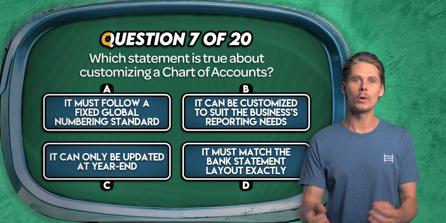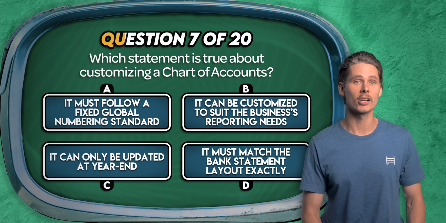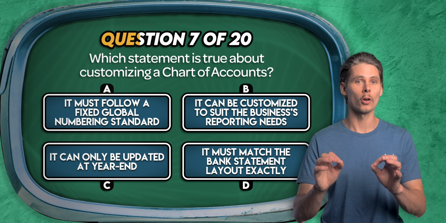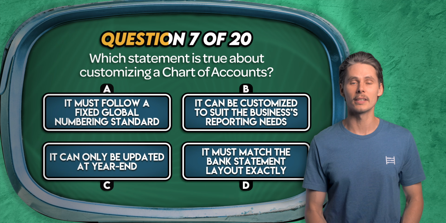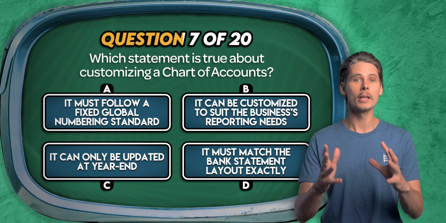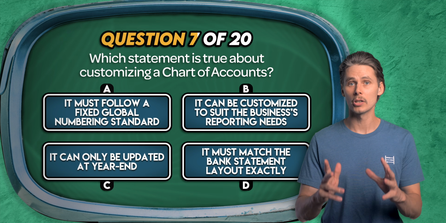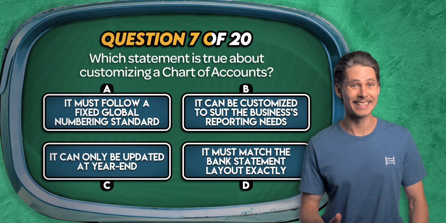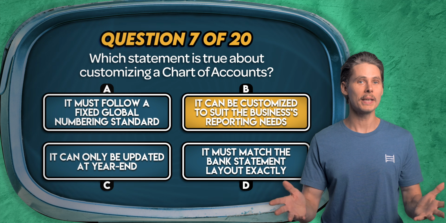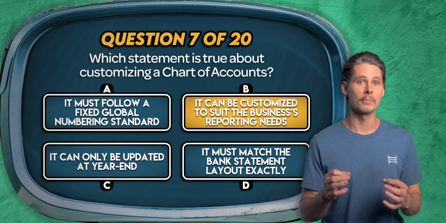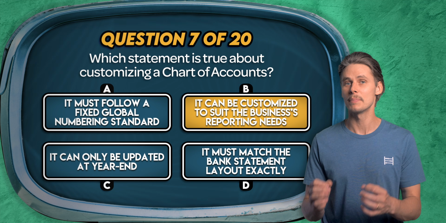Question 7. Which statement is true about customizing a chart of accounts? It must follow a fixed global numbering standard. It can be customized to suit the business's reporting needs. It can only be updated at year end, or it must match the bank statement layout exactly. It's B. The chart of accounts is flexible and can be tailored to suit the needs of different businesses.